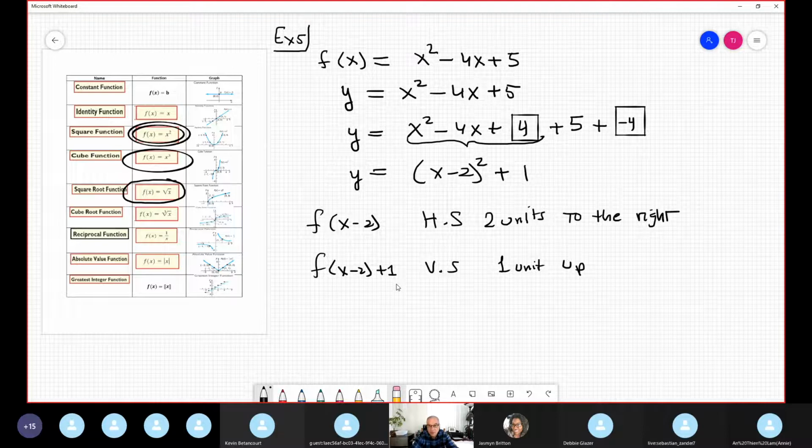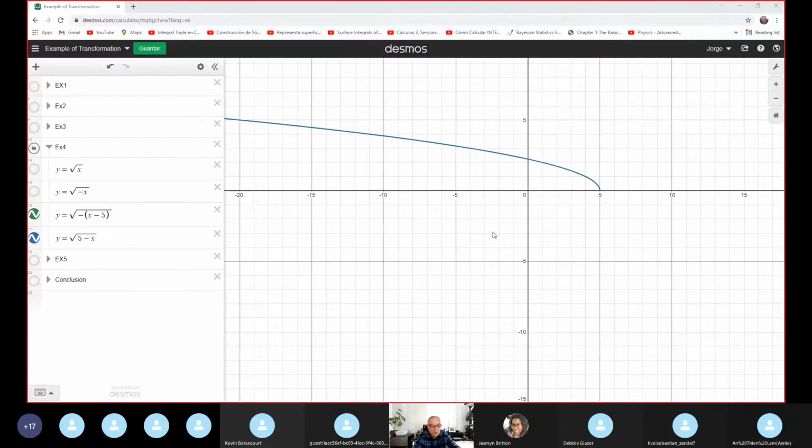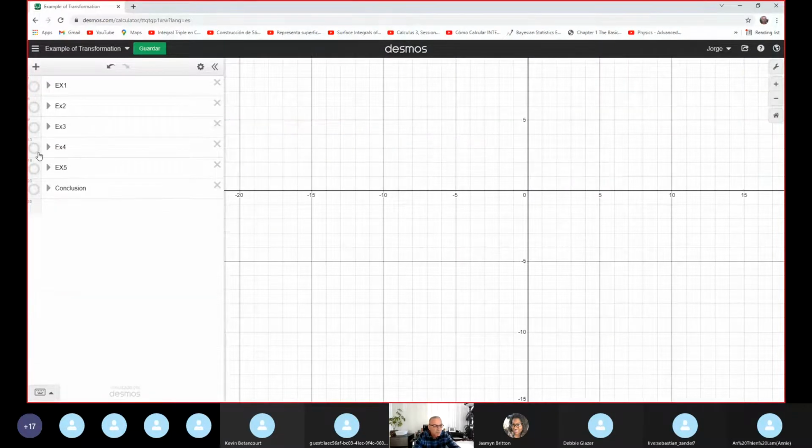Okay, is it clear or no? Nobody saw it at the beginning. But see, you complete the square. In this case, it is useful to complete the square. Let's see now the decimals in this example. Let me share Desmos. Okay, here. Excellent. This is Desmos, right? You see? Example 5.